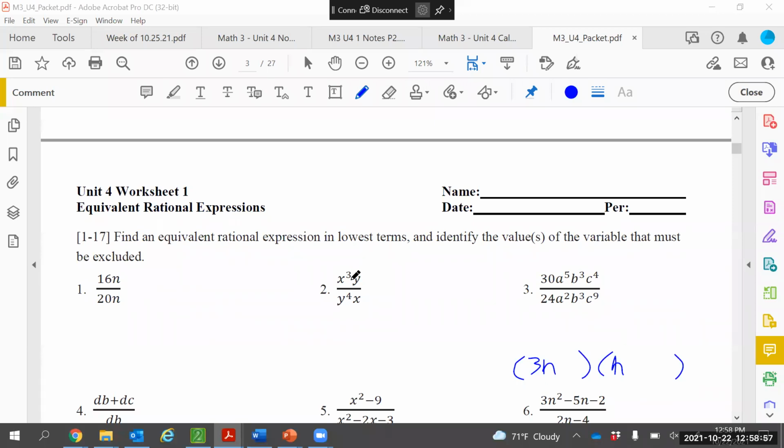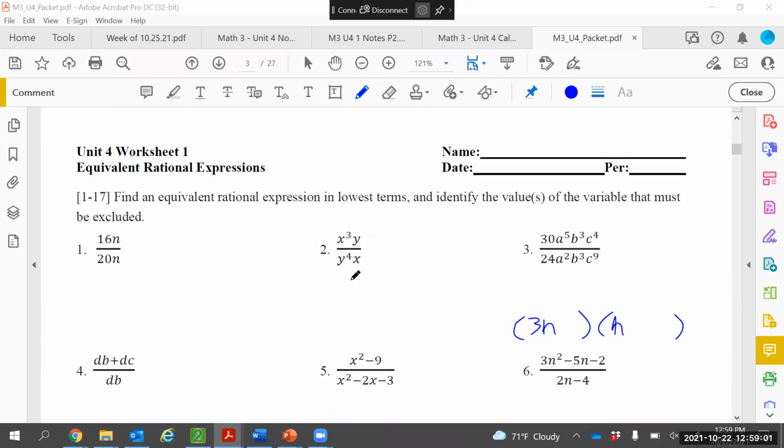All right. So looking back up here, let's look at 1, 2, and 3. Let's find you guys. Number 1. What did number 1 reduce to? David S. 4 over 5. Is everybody good with that one?